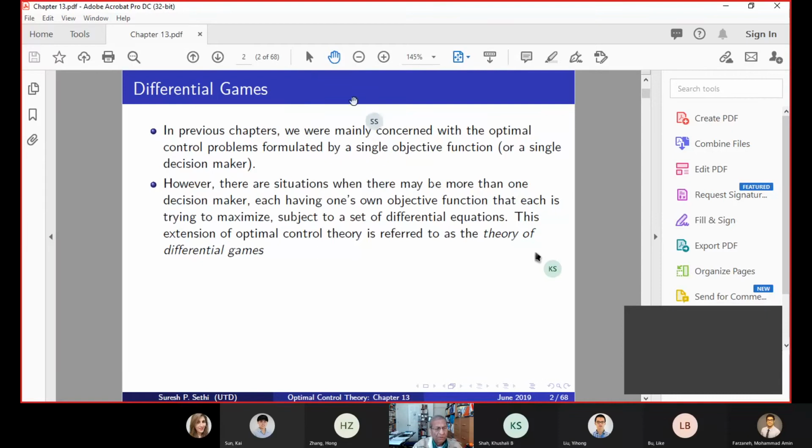So far we had a single objective function. But when it comes to games, it's more than one person. And each one of them may have an objective function or maybe some other way. The question now is that different people are coming in and they have their own objective function and they may have a set of differential equations, and the question is how to deal with that. This is basically called the theory of differential games.